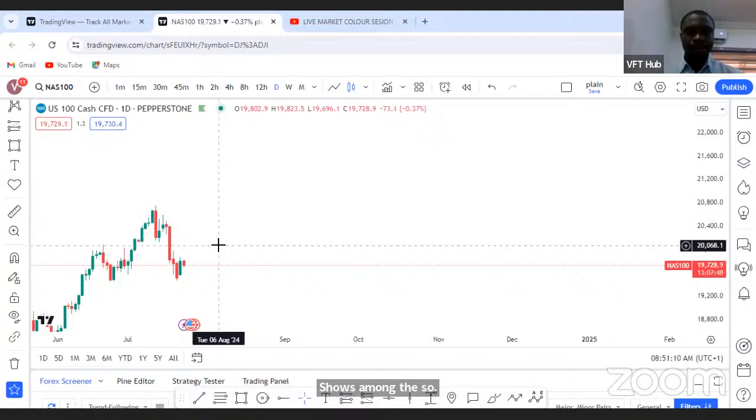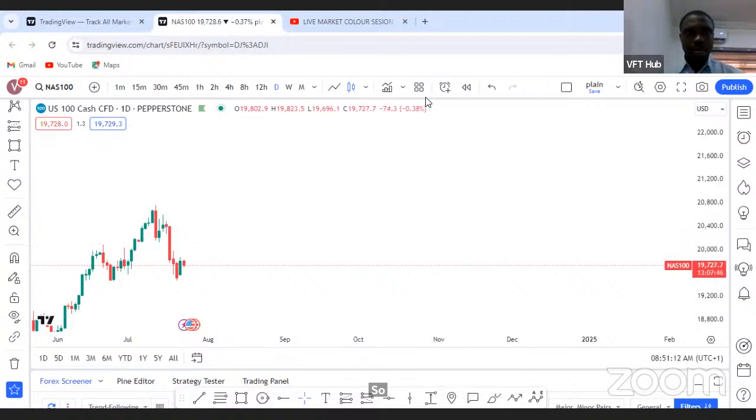So this is what we're looking at for now on US 30 and also NAS 100.